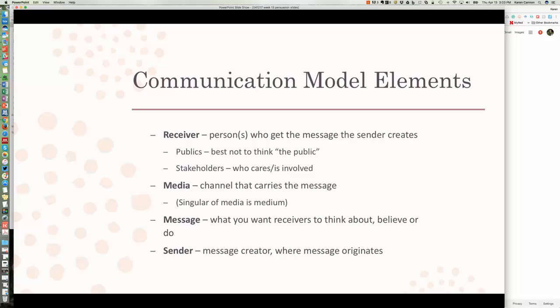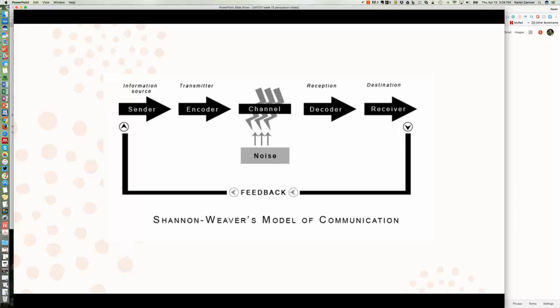And then the message itself being, what do you want people who are going to get this message to believe, do, think, all of that meaty stuff. And then as the sender, you're considered where the message originates. You're considered the person who creates the message. So you've probably seen this before. This is the Shannon-Weaver model of communication.